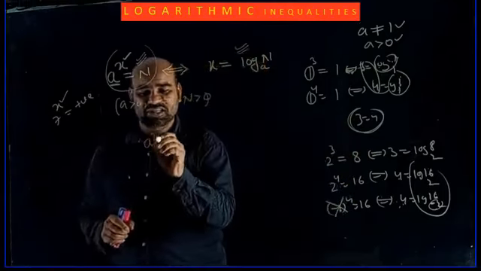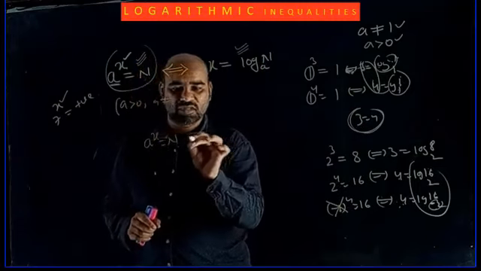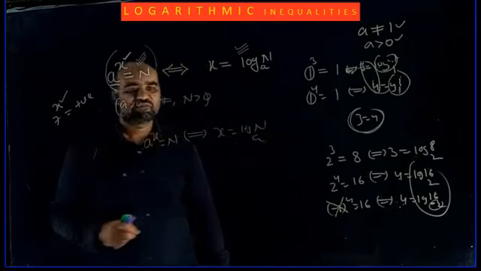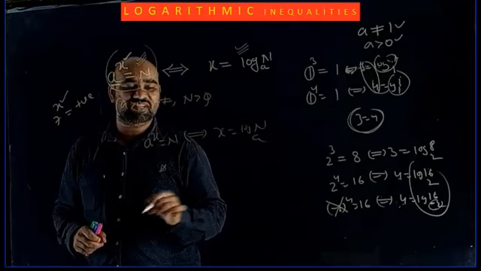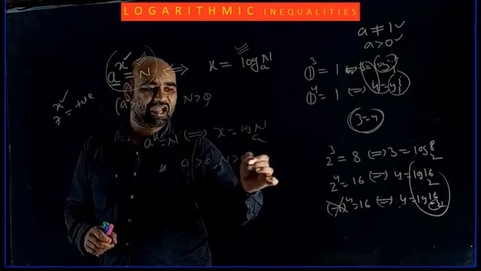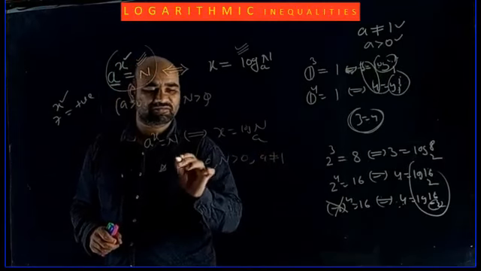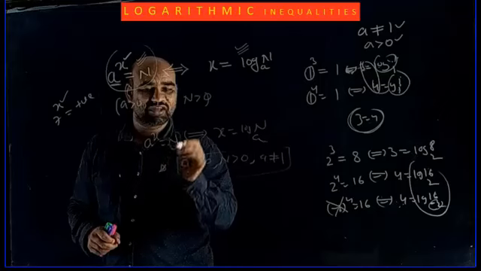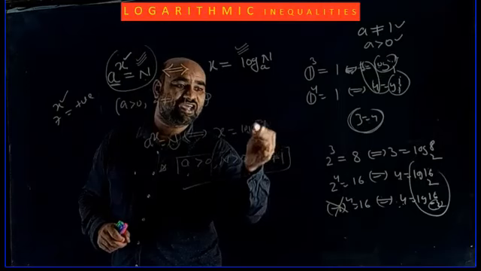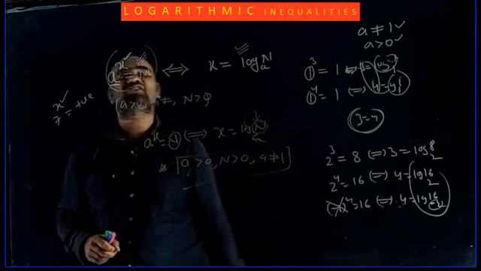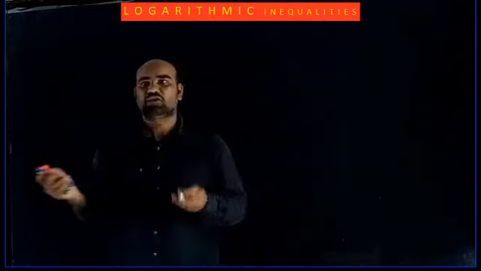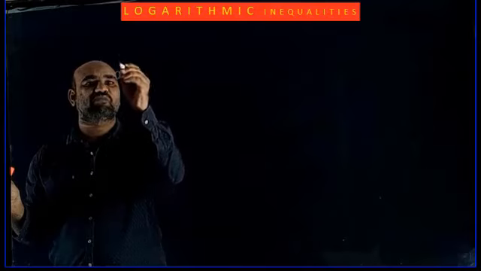a power x equal to n implies x equal to log n base a, with a condition. What is the condition? a should be greater than 0, n should be greater than 0, and a is not equal to 1. n is greater than 0, n is positive. Log of n to the base a: n is positive means logarithms are defined only for positive real numbers. That is an important thing. Students, I just explained the definition of logarithm of a function.